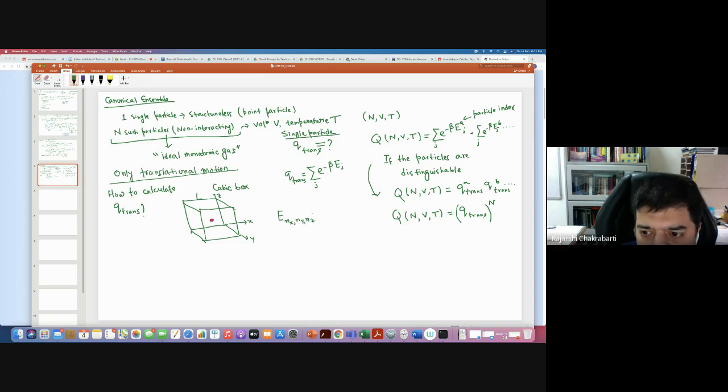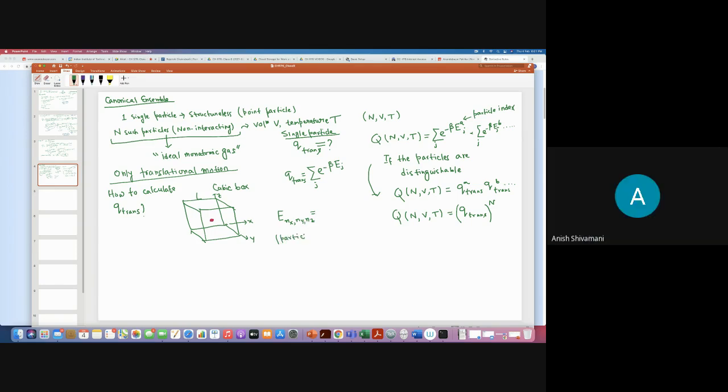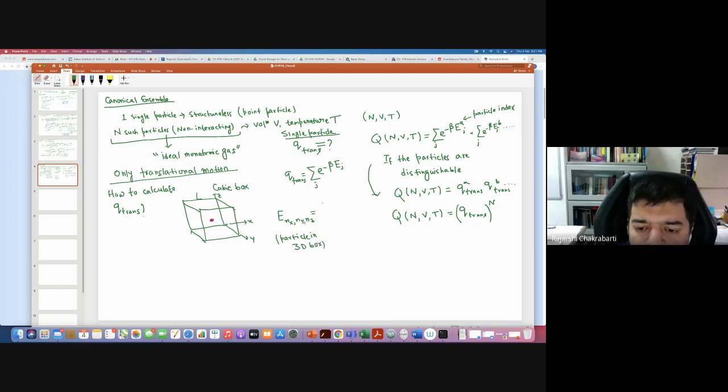And this expression, I think you remember. How many of you remember? This is essentially particle in a 3D box. The energy is going to be h square by 8 m L square times nx square plus ny square plus nz square. L square actually, sorry for this. I think you know m is the mass of the particle.